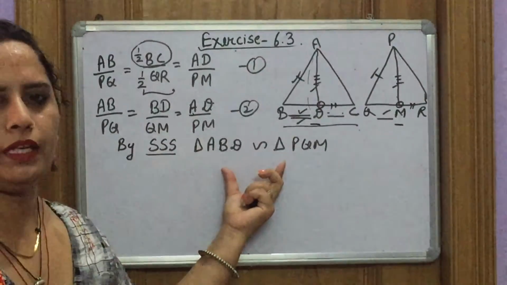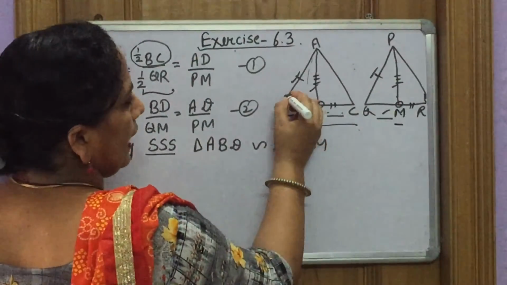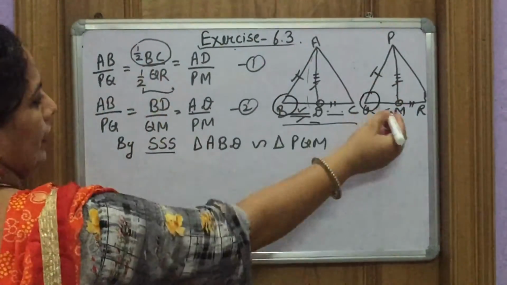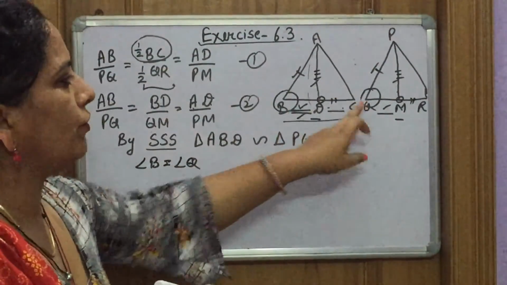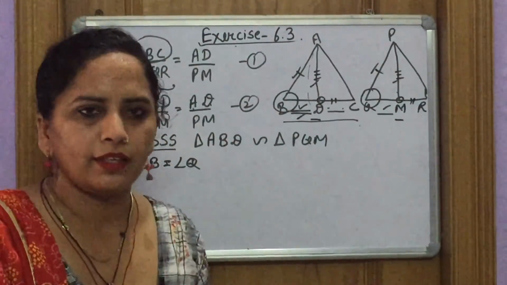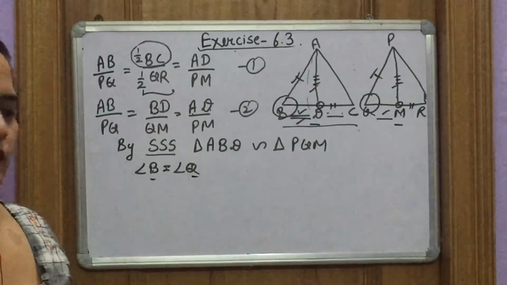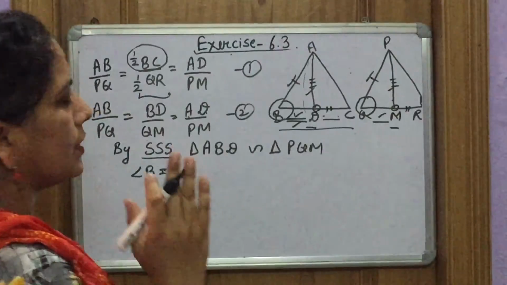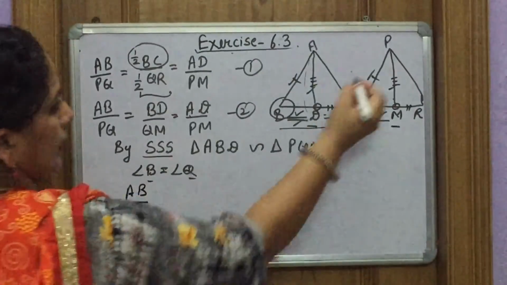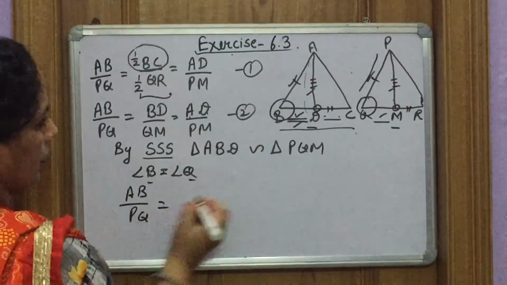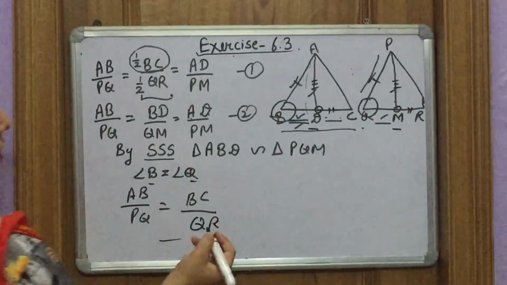If two triangles are similar, then all of their angles will be equal. We will use just angle B here and angle Q here, because this is the single angle which is common in the small triangle as well as in the large triangle. So we can say that angle B is equal to angle Q. Now sum up all the conditions. In the question it is given that AB divided by PQ, BC divided by QR. Just use these two sides.